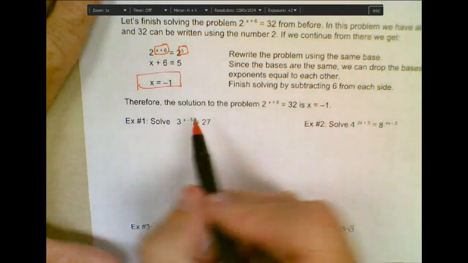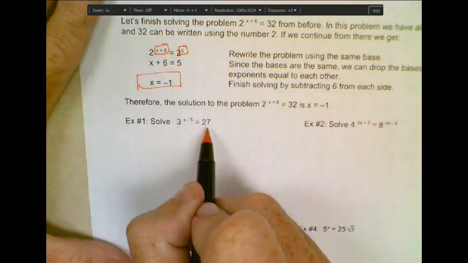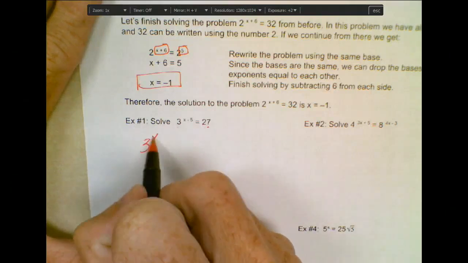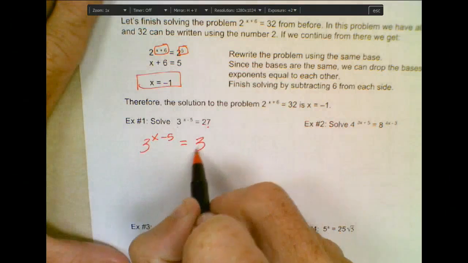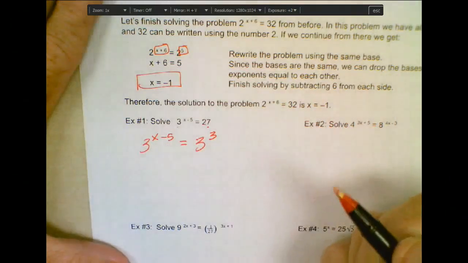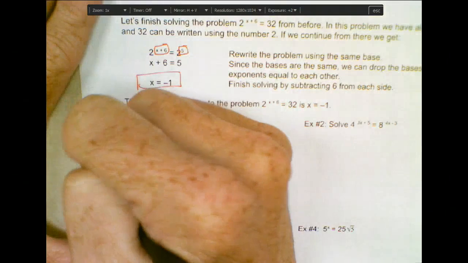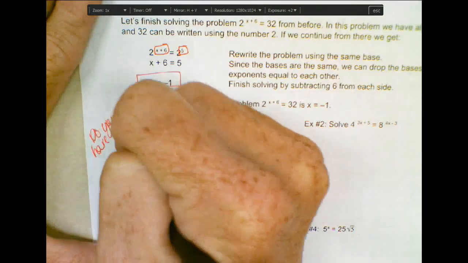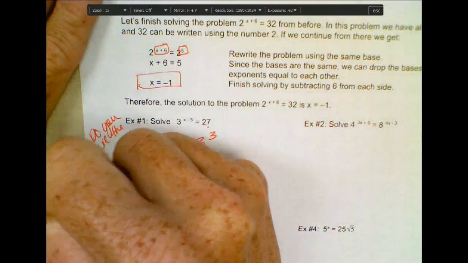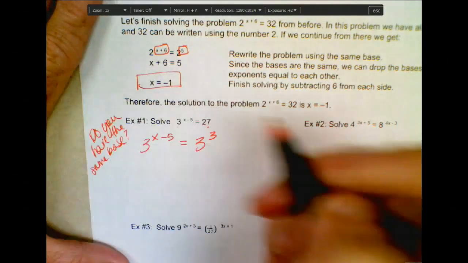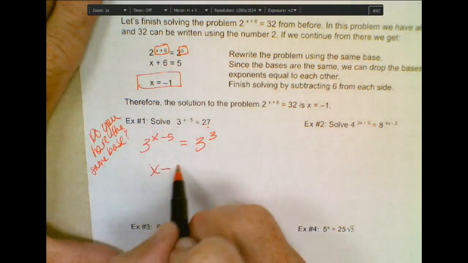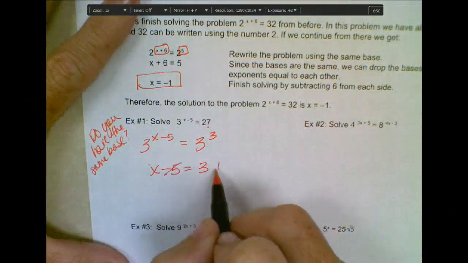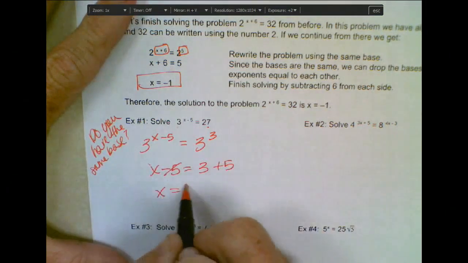So let's see. So I have a base here of 3. First thing you need to ask yourself is, can I change 27 to some base of 3? So 3 to the x minus 5. Well, I know that 3 to the third equals 27. This is where, do I have same base? Do you have the same base? Once that answer is yes, you could ignore the base and pull your exponents down and set them equal to each other. X minus 5 is 3. I need to move that over here by addition, so x equals 8.